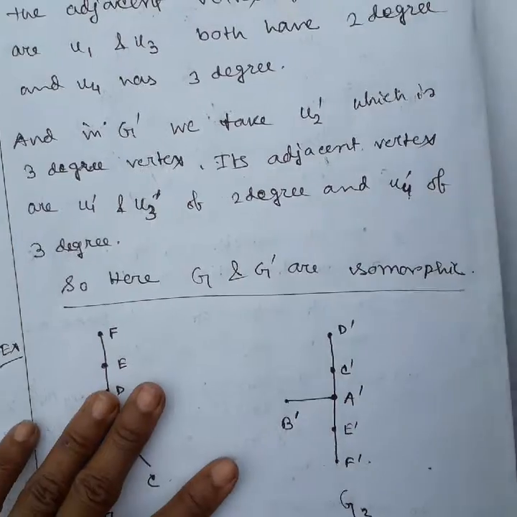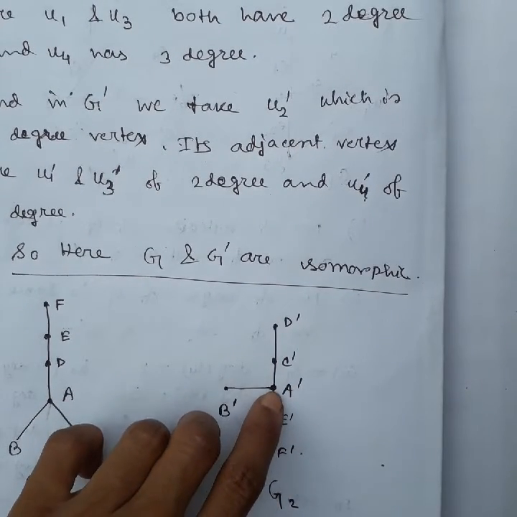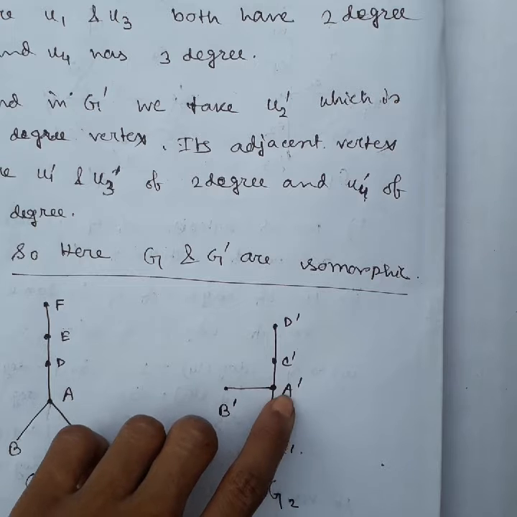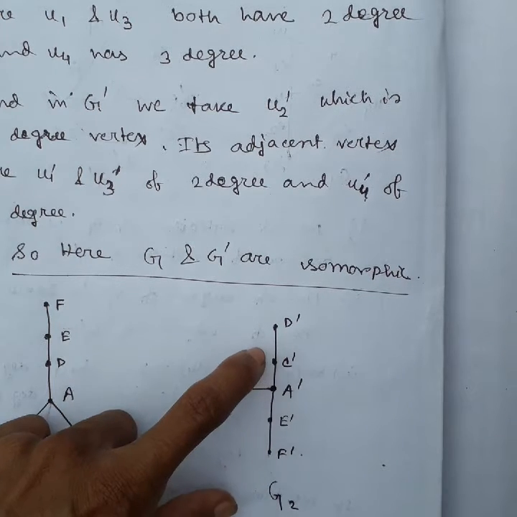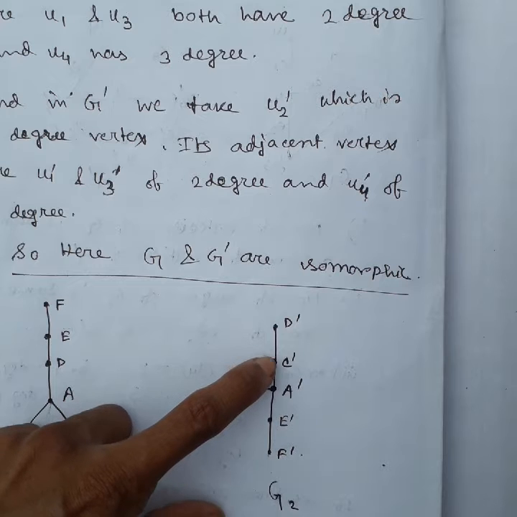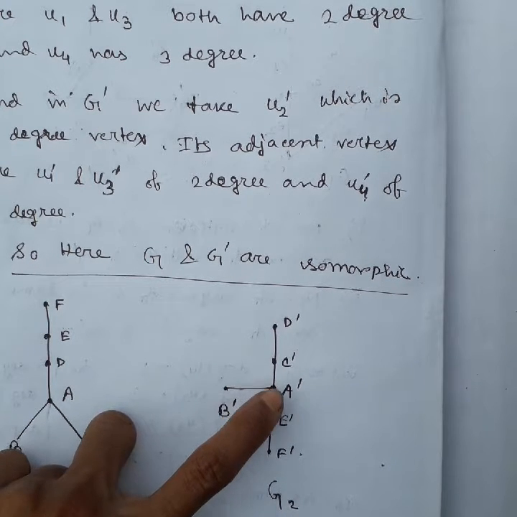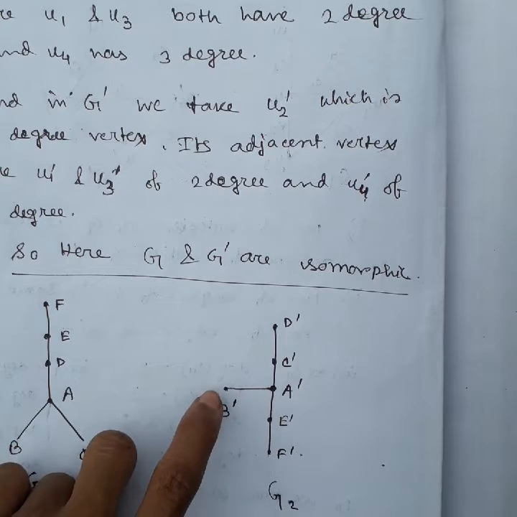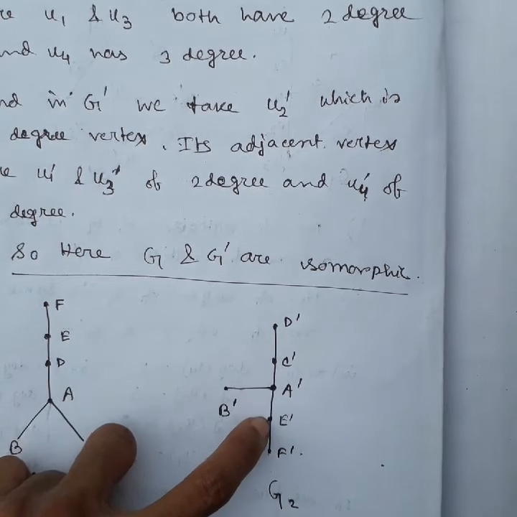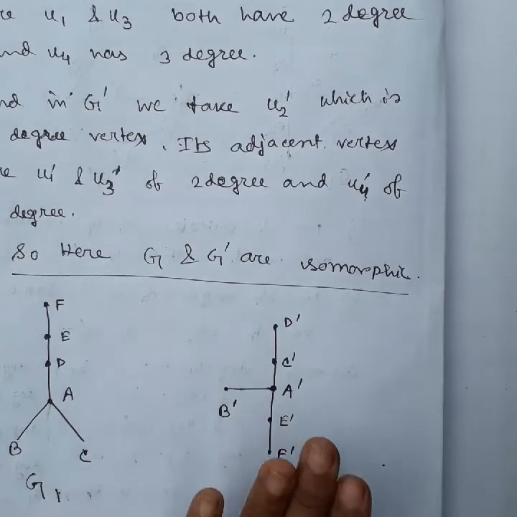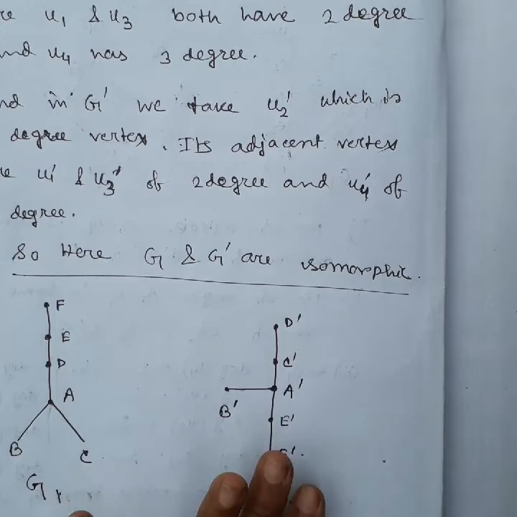Okay, and here in G2, one 3-degree vertex is A dashed. Okay, but A dashed is connected to three vertices, that is C dashed, E dashed and B dashed. They are adjacent to A dashed, and here only one vertex, that is B dashed, is of 1 degree and the other two vertices are of 2 degree. Okay, this is different from G1. That means these two graphs are not isomorphic.